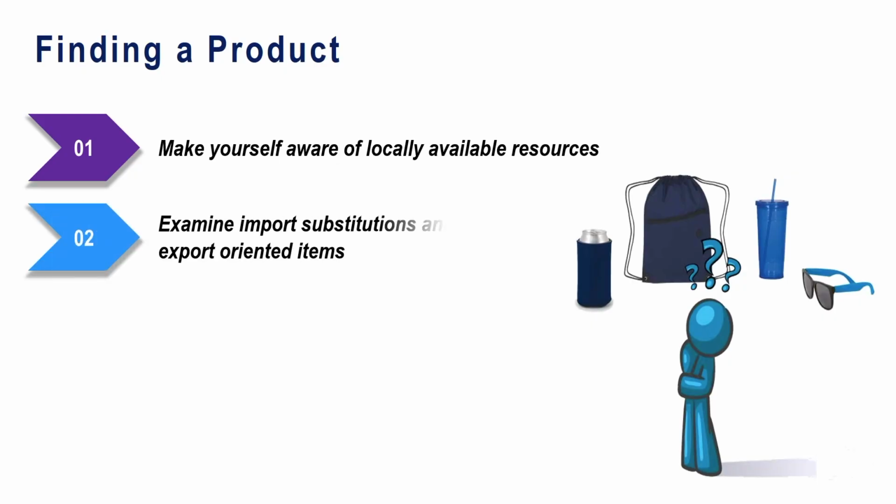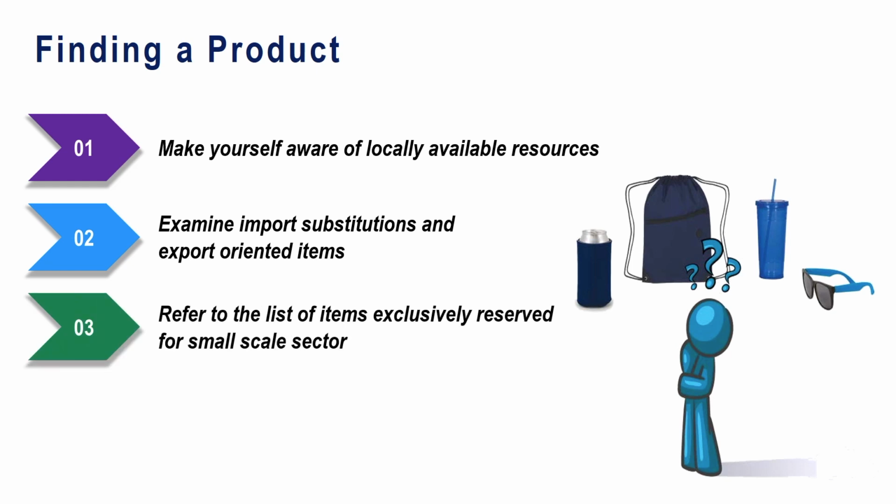Then examine the import substitution and export oriented items, like I was saying earlier also. The things which we are importing, that means there is a requirement of those things over here. Something which we are exporting, that means there is a requirement of those things in those countries. You can always think of exporting also.